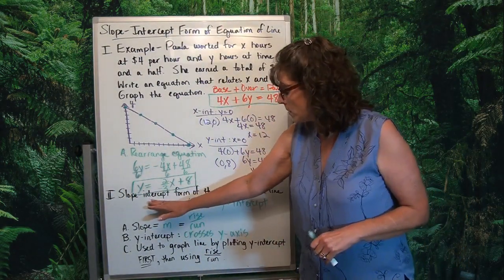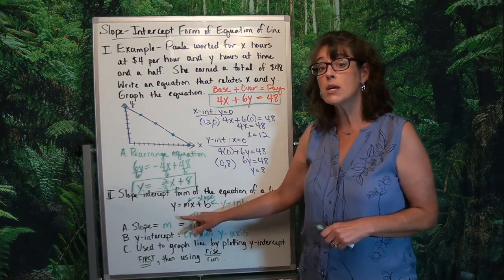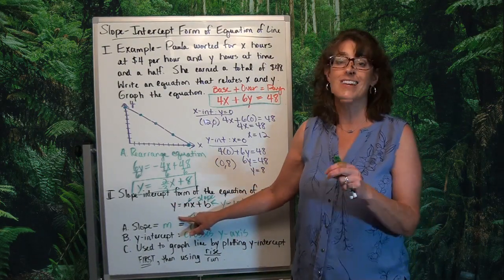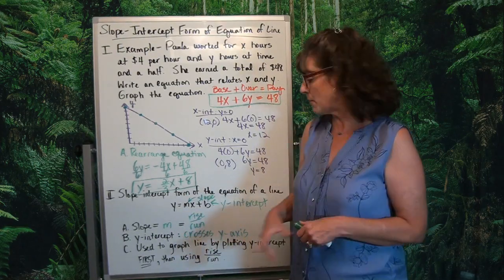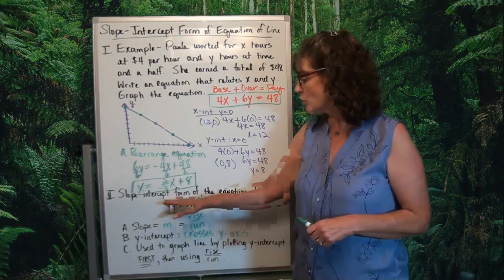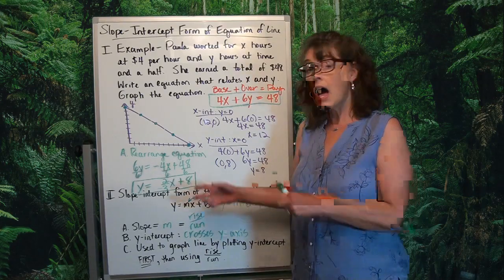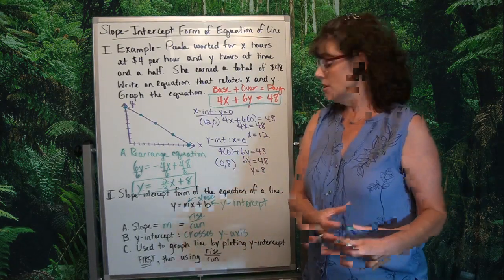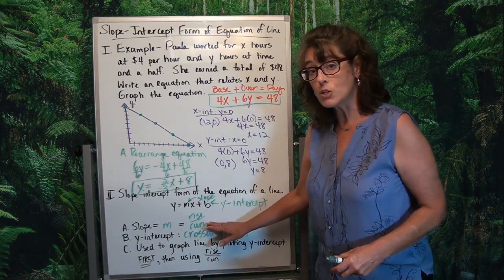When you have the slope-intercept form of the equation of a line, and notice this is the slope-intercept form of the equation of a line, this is not your formula for slope. Because a lot of times when I say, what's the formula for slope, everybody goes, y equals mx plus b. No, y equals mx plus b is the slope-intercept form of the equation of a line. When I have that, I can pull the slope out because the slope is going to sit right in front of the x, and that will give me my counting tool.